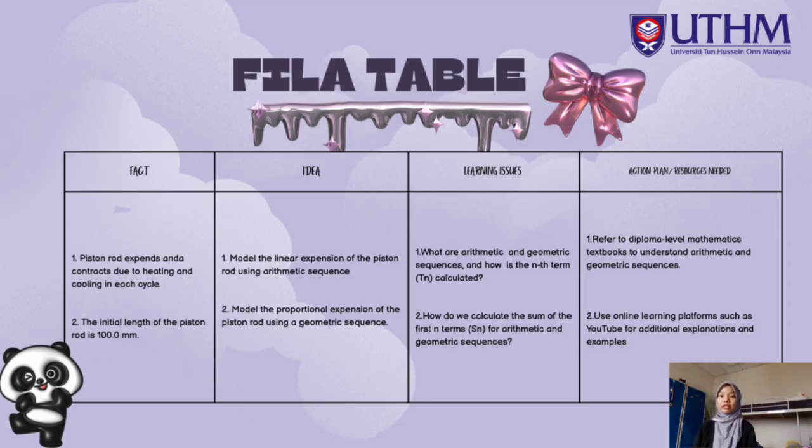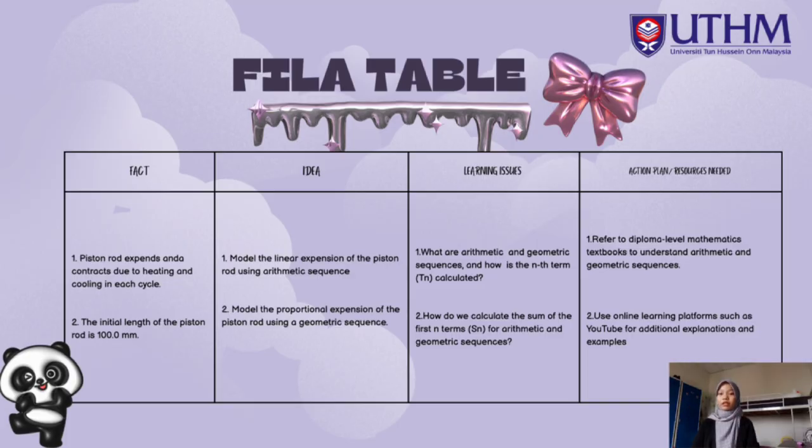Moving on to the learning issue. First, we need to understand what arithmetic and geometric sequence are and how to calculate the nth term Tn. Next, we need to learn how to calculate the sum of the first n terms, Sn, for both sequences. We also need to understand how these sequences are applied to real-life engineering problems. Lastly, we need to determine the cycle number when the piston rod reaches an unsafe length.